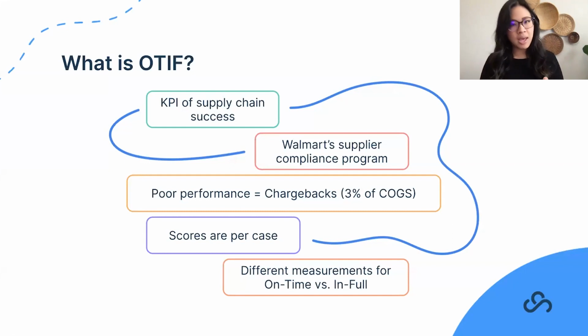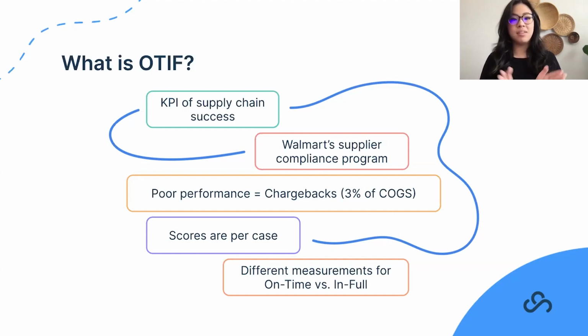So as you guys can imagine, Walmart being a retailer, their number one goal is to make sure that they have product on shelf that is available for their customers to buy. And one of the ways they measure whether or not you're able to get that product to them on time and in full is through the OTIF program. So one key thing to point out is that OTIF is a finable program.